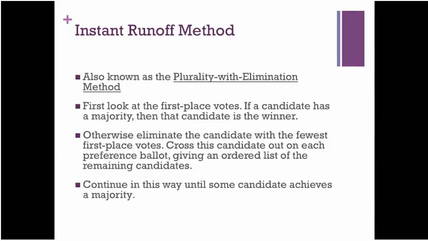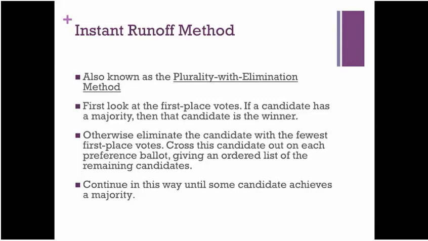So here's what we do. First of all, we look at the first place votes, just as we do with the plurality method. However, we don't declare a winner unless somebody has a majority. That is to say, we look at the first place votes, and if a candidate has a majority, then we say that candidate is the winner. But if no one has a majority, then we eliminate the candidate with the fewest first place votes.